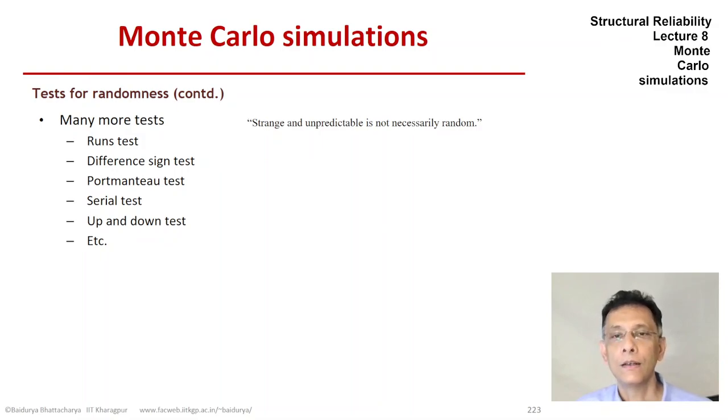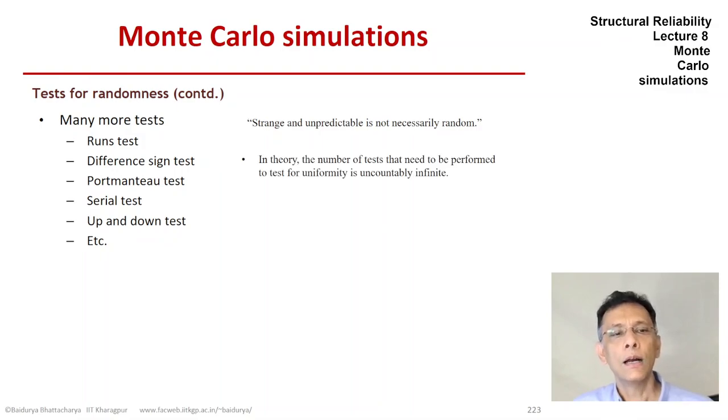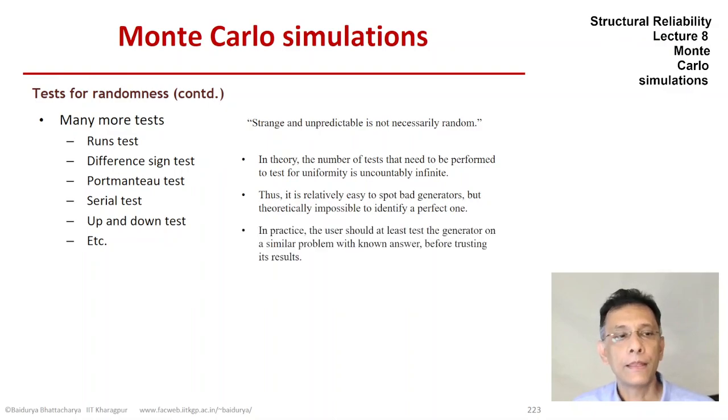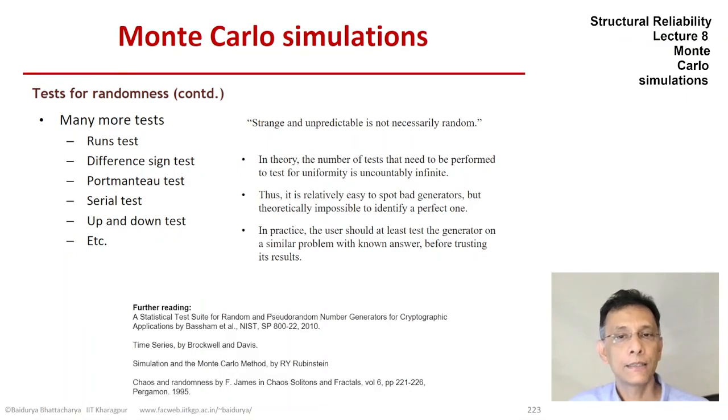It's an IID sequence. So what's important is that for the application at hand, one should test the generator and its output for accuracy, and preferably test it against some known solutions. There are many excellent resources on this subject, and I have listed a few of them, and they should give you a lot more information on tests of randomness.